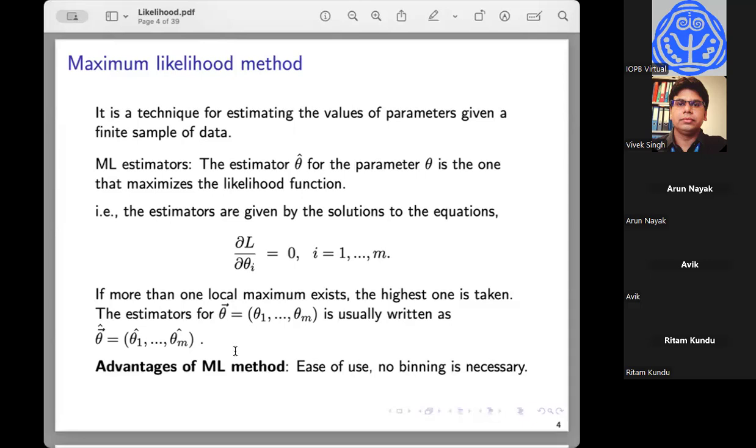Now, what is the advantage of this maximum likelihood method? It is simple and easy to use, and you don't need to do binning. So you can consider individual events instead of binning them into histograms.